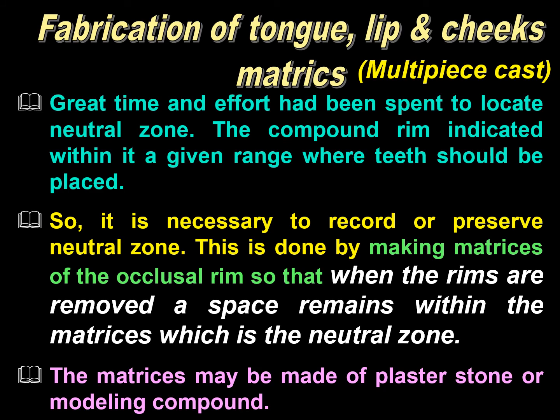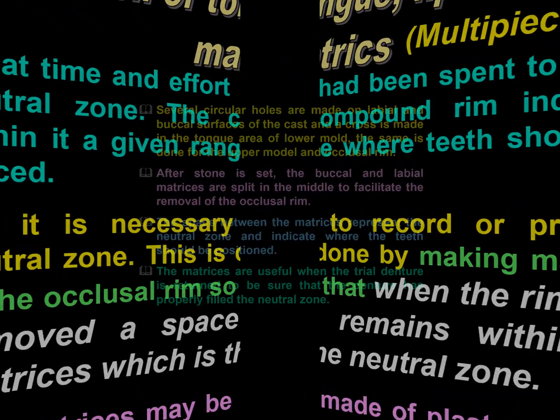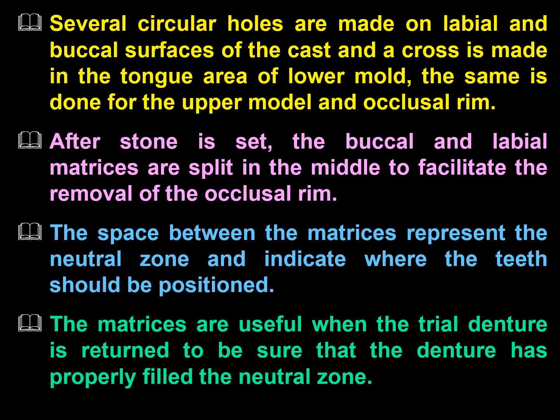The matrix may be made of plaster, stone, or modeling compound. Several circular holes are made on the labial and buccal surface of the cast, and a cross is made in the tongue area of the lower mold. The same is done for the upper model and the occlusal rim. After the stone is set, the buccal and labial matrix are split in the middle to facilitate the removal of the occlusal rim. The space between the matrix represents the neutral zone and indicates where the teeth should be positioned.